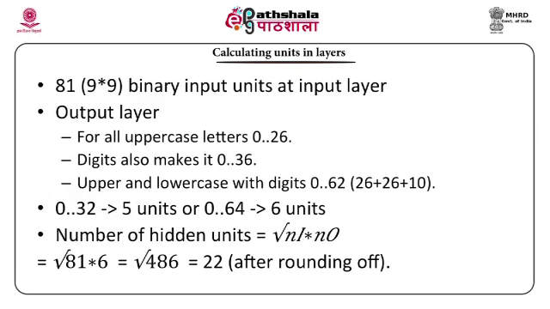In this case, you can see on the slide that we assumed the output units to be 6 and the input units 81. So, you multiply them and take the square root of it, which comes to 486. The square root of that is nearly 22. So, the number of hidden units you need is 22.